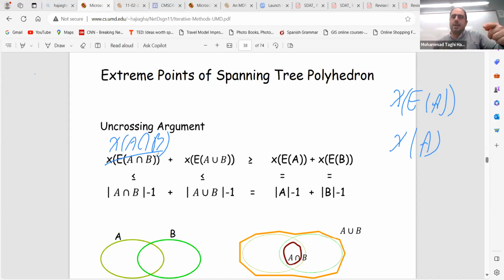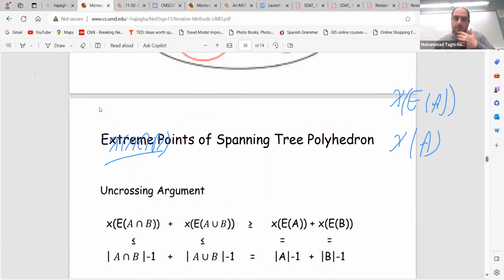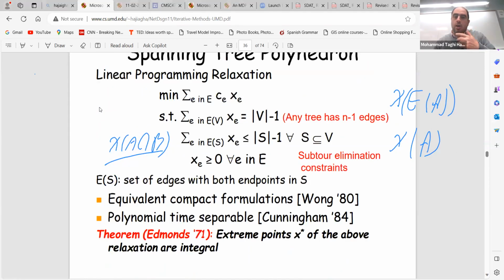But yes, I'm sure about what the x of E means, because let me just see what we are defining here. You see, here we are defining e belongs to E of S, the set of edges with both endpoints in S. So I think there might be submodularity versus supermodularity, but you can check this one. Anyhow, this is correct, essentially. There is something that can be done.